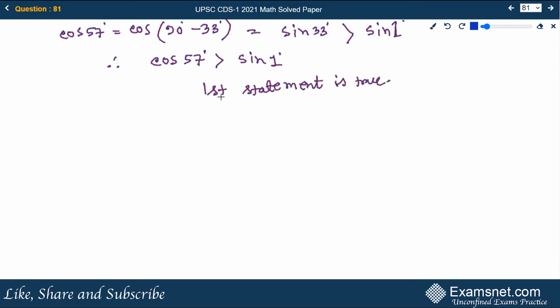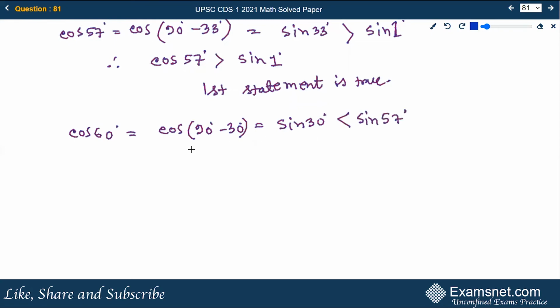First statement is true. Next, cos 60 degree. Further, I can write it as cos of 90 degree minus 30 degree. That is sine 30 degree. Obviously, sine 30 degree is less than sine 57 degree. So we can say cos 60 degree is less than sine 57 degree.